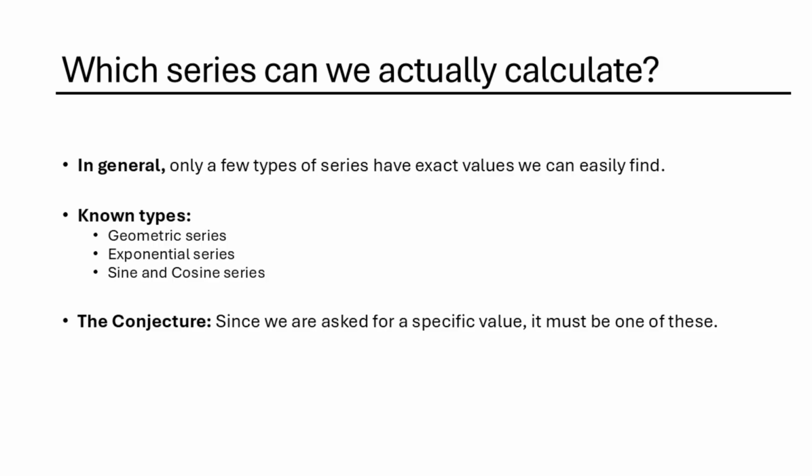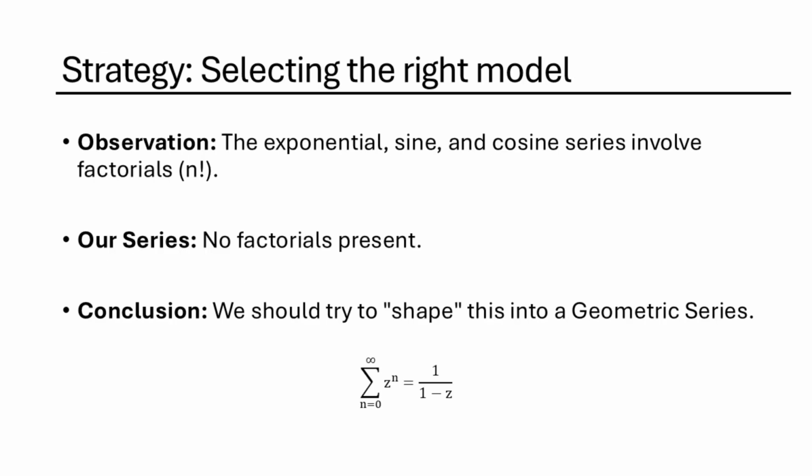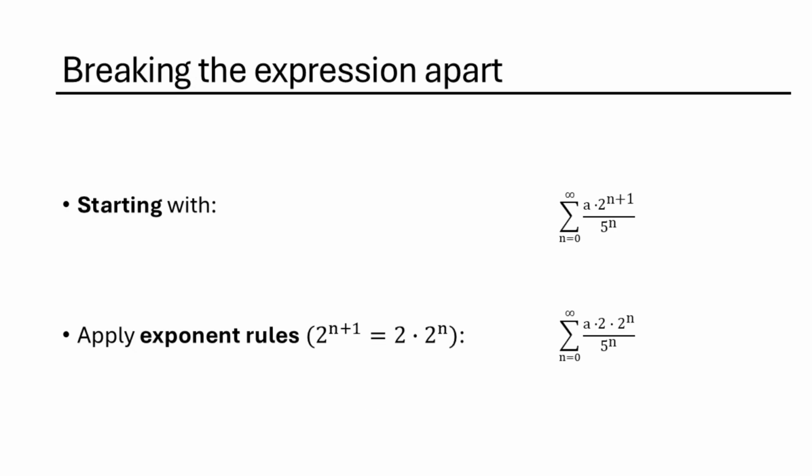At this point, you should think, let's call it a conjecture, that it must be one of these series, because we are expected to find a specific value. The exponential series involves factorials, as do the sine and cosine series. Therefore, the idea here should be, I'll try to shape this into a geometric series somehow. And strictly speaking, that is actually quite easy.